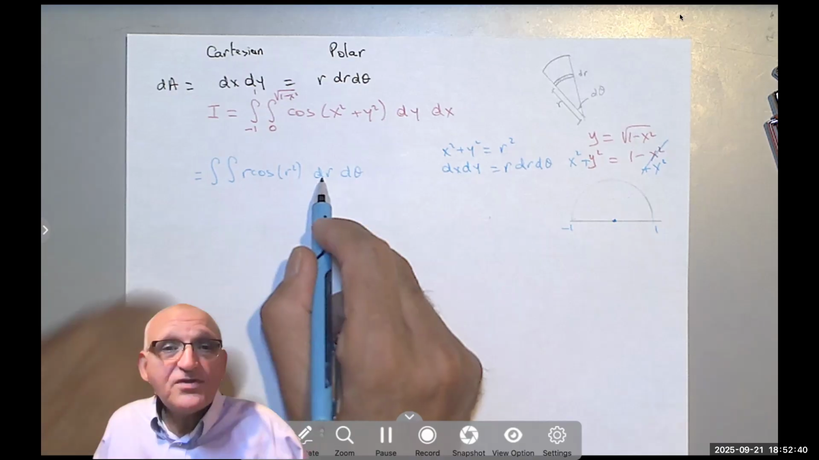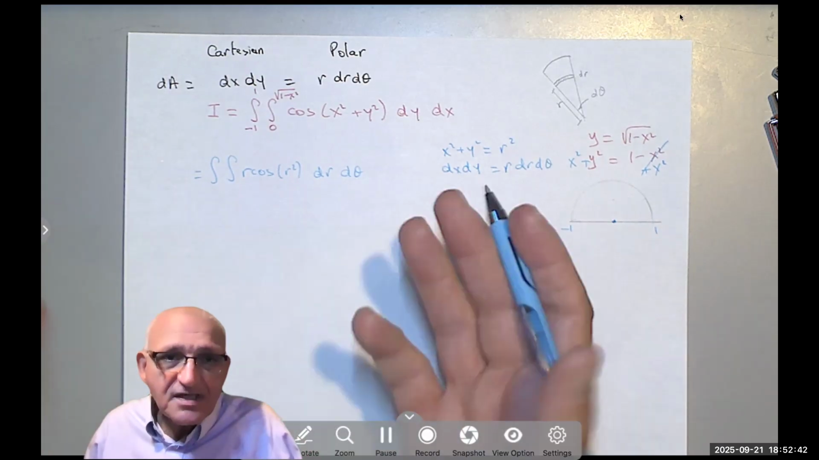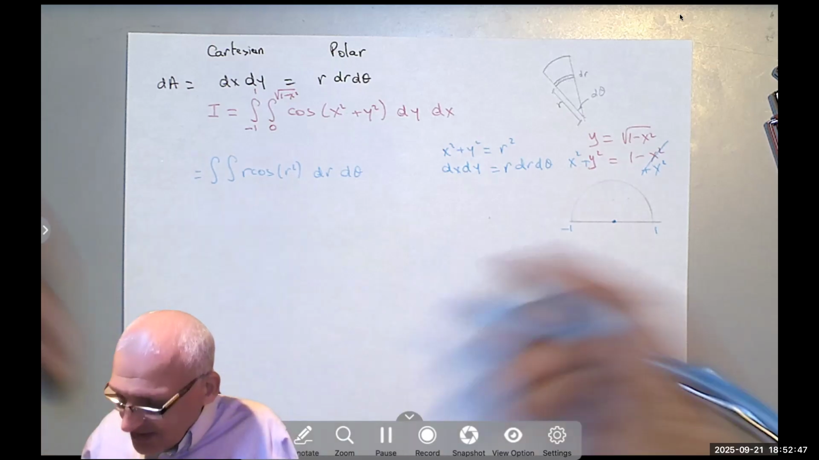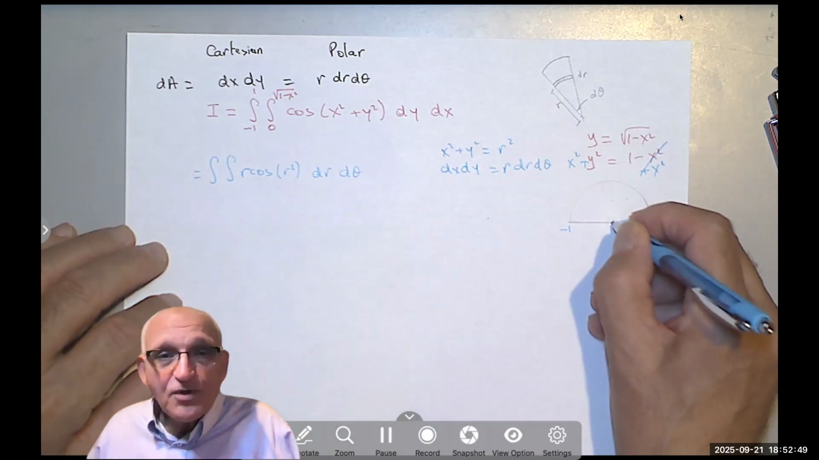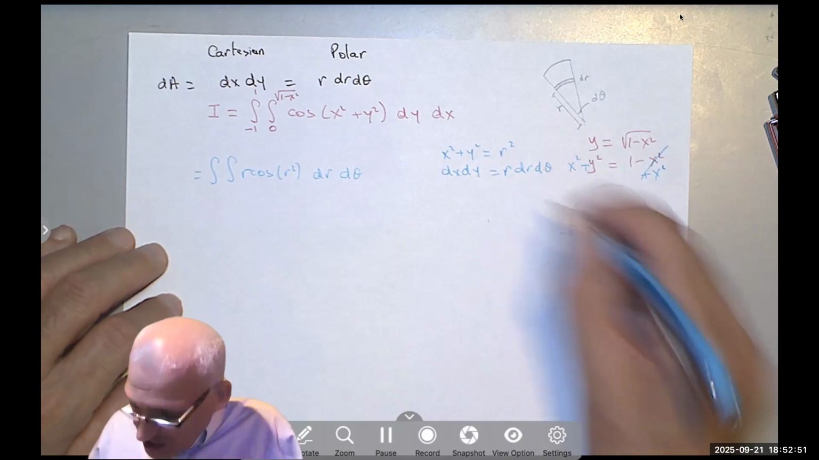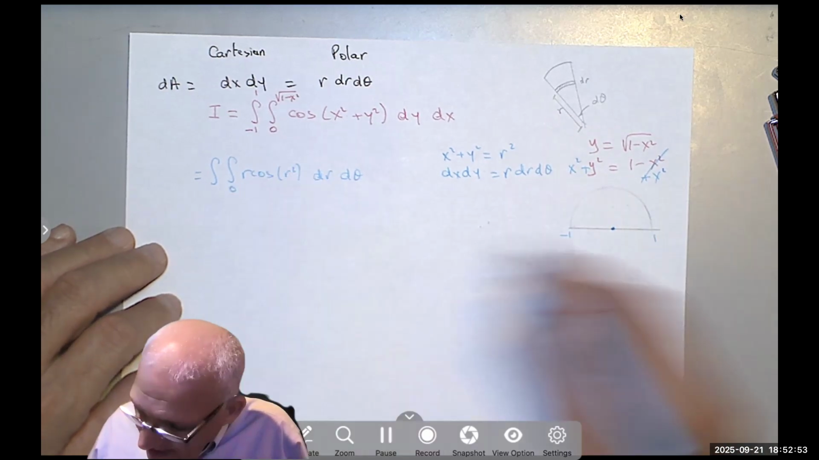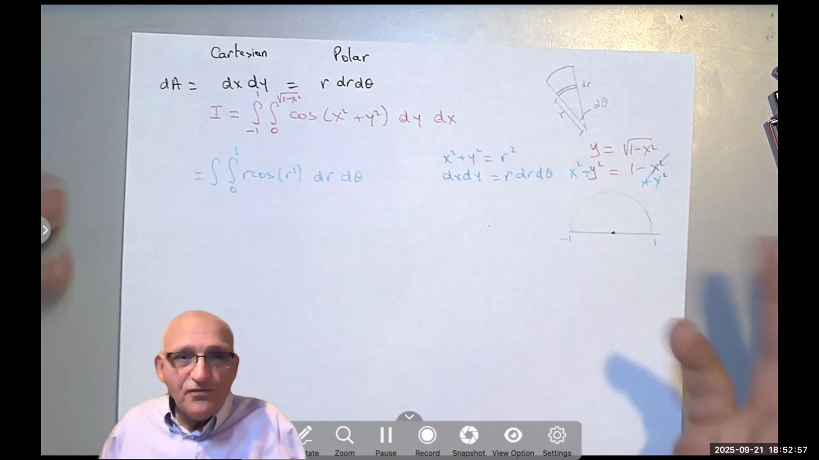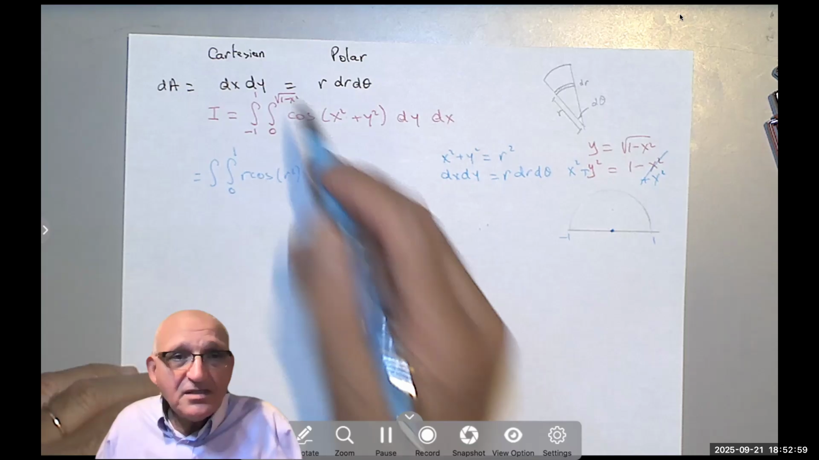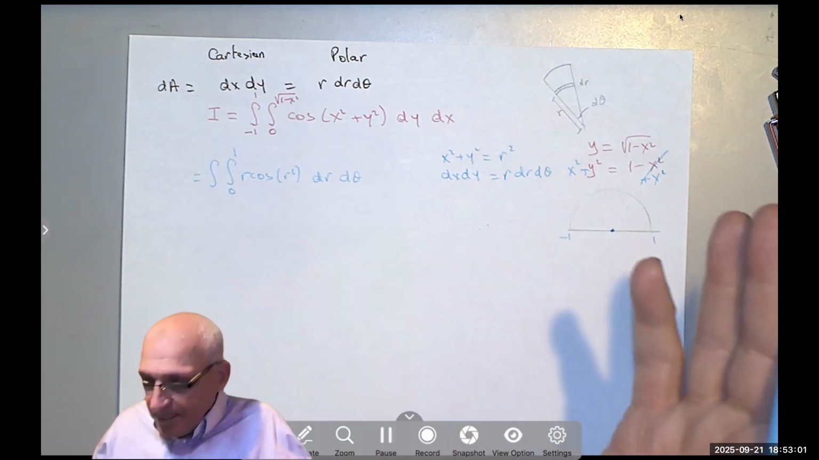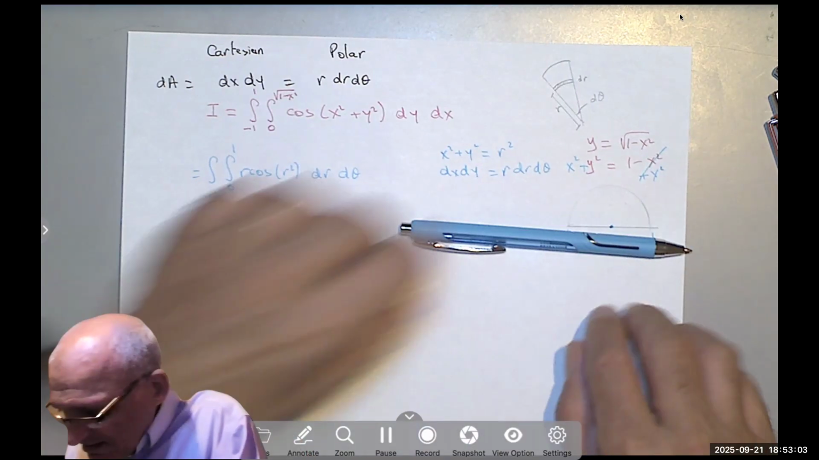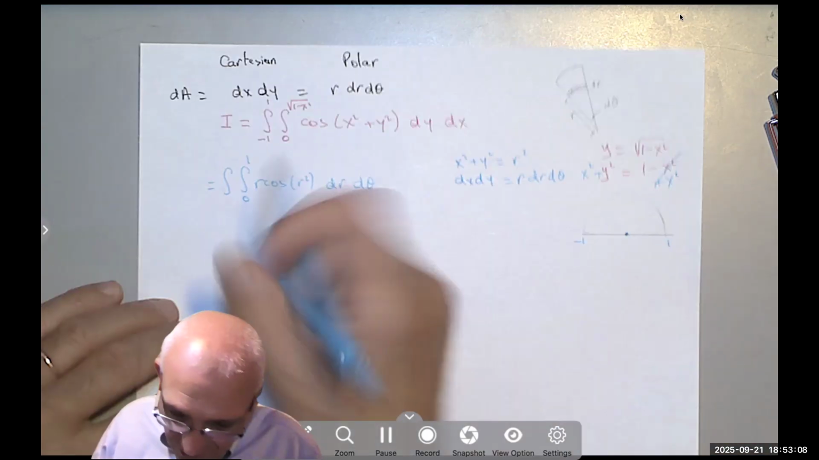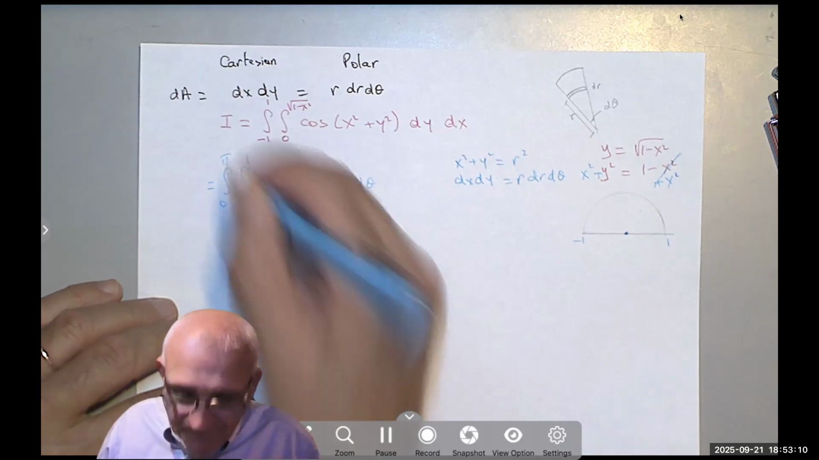I'm going to integrate with respect to r first. Usually that's what we do. But what are the limits of r? Very simple. Your r starts from the pole and goes out. So you start at 0 and end up at 1 in all directions. So there is no function here. It's not 1 minus something, it's simply 1. And the theta goes from 0 all the way to pi. So from 0 to pi, see how easy it is?